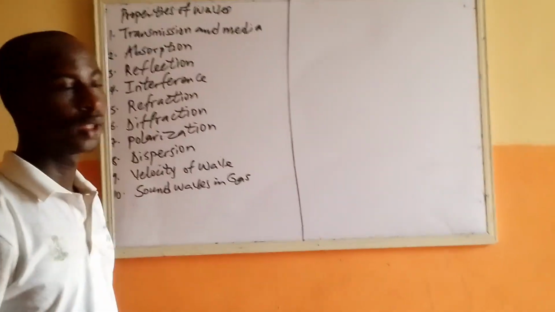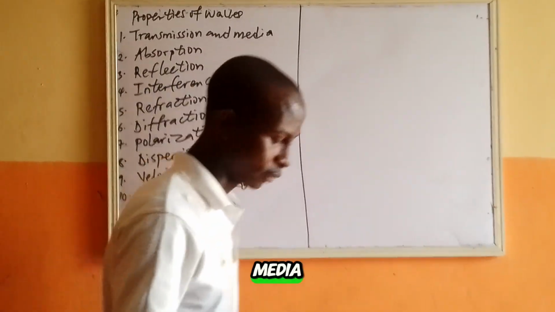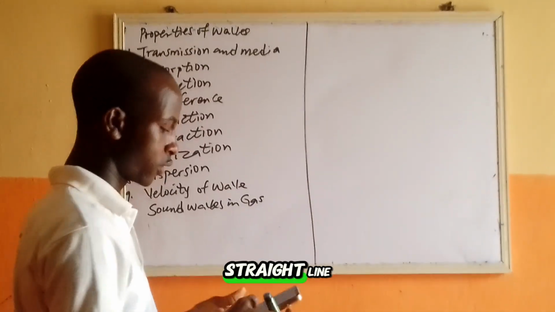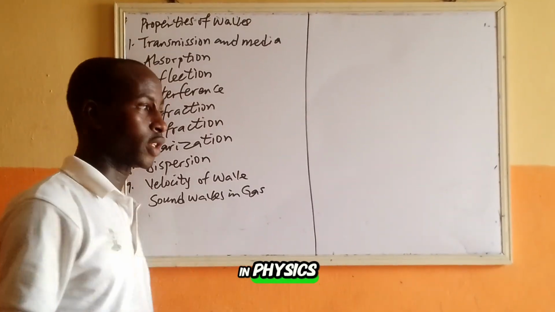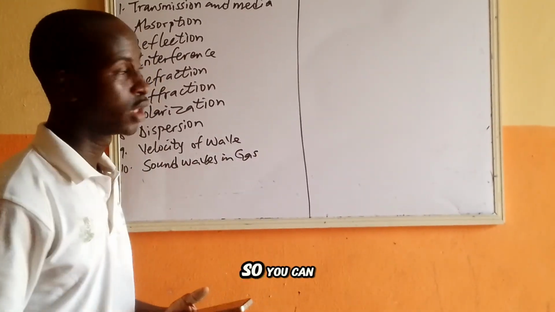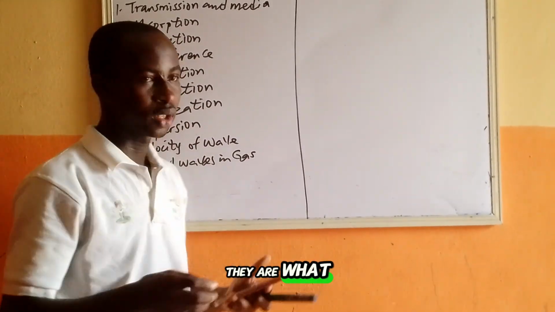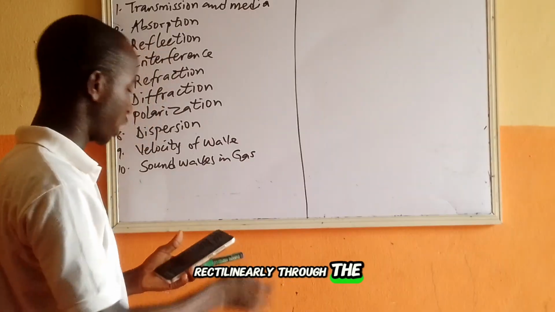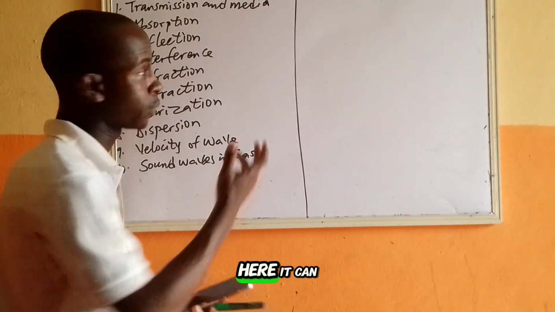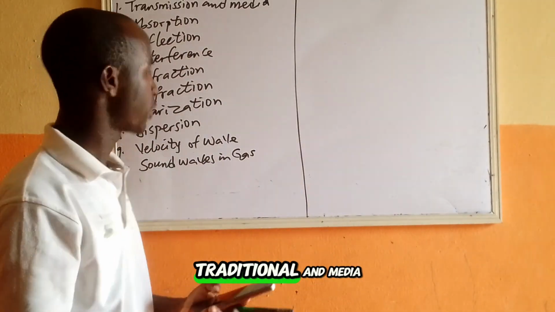Properties of waves. The first thing to look at is transmission and media. So waves usually move in a straight line, and in physics, when we say something moves in a straight line, it means it's what? Rectilinear. So you can say that waves are transmitted rectilinearly through a transmission medium. And when you talk about media, it can be air, sound, or water. That is transmission and media.